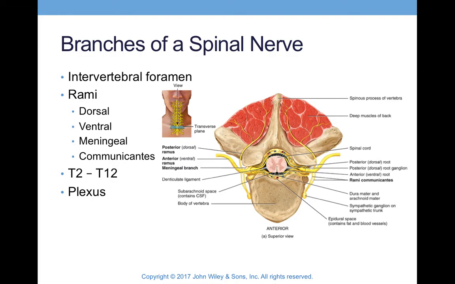The ventral rami of spinal nerves, except for T2 through T12 again, form networks of nerves called plexuses. So, we will be going more into detail about these plexuses. But remember, spinal nerves T2 through T12 do not form plexuses, and they will directly innervate the structures that they supply in the intercostal spaces.